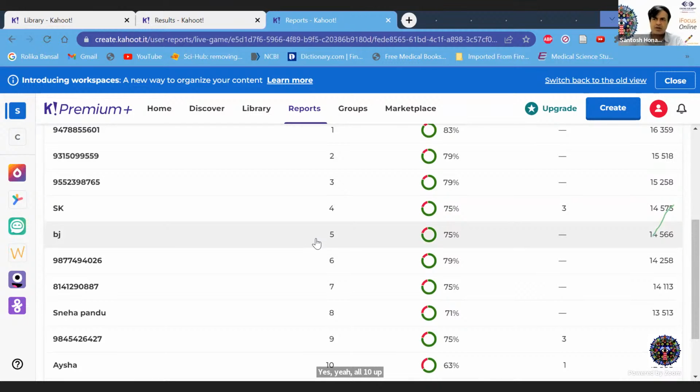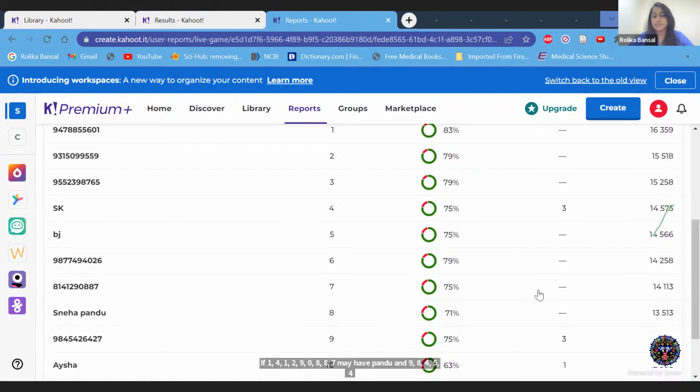979478855601 is number 1. 9315099559 is number 2. 95523987665 is 3. SK is 4. BJ is 5. 987749402 is 6. 8141290887, Sneha Pandu. Then 984542647 and Ayesha.